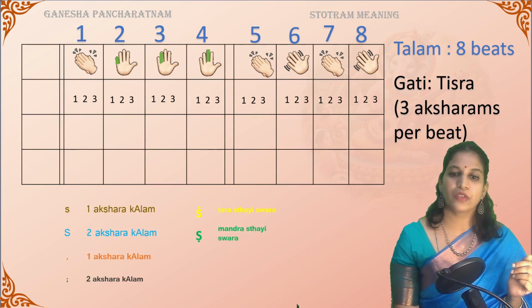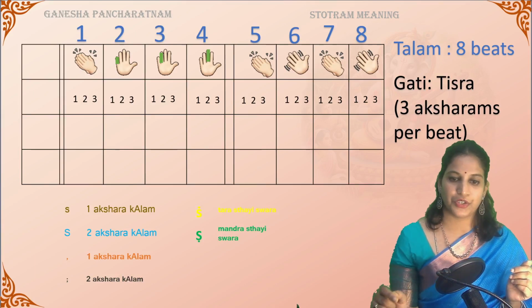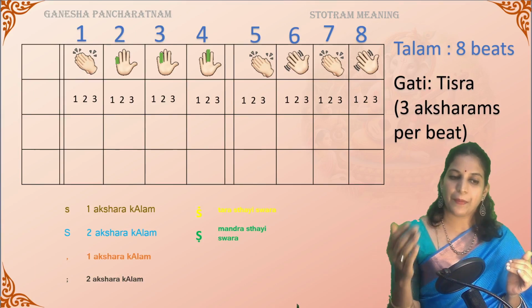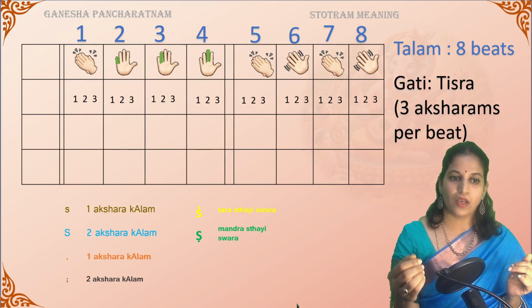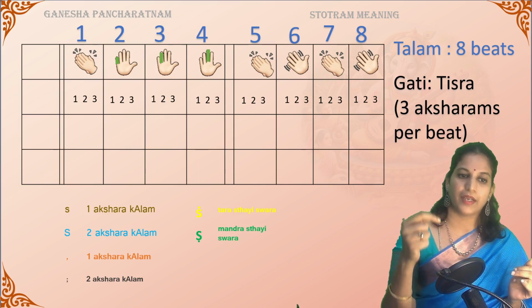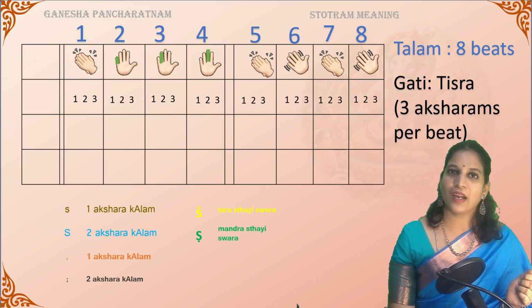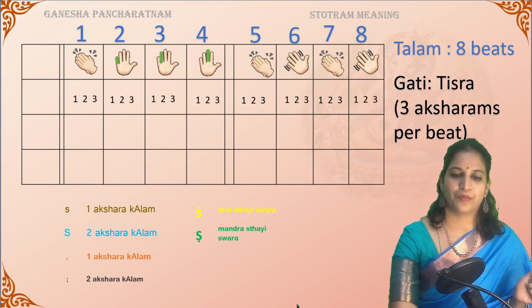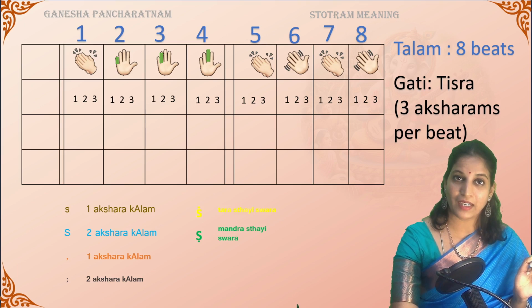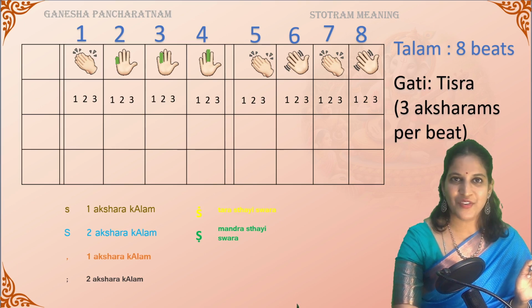Of course, we also looked at how to understand the notation. Small letters, capital letters, a comma, semicolon, a letter with a dot above, a letter with a dot below. With these clearly understood, we are ready to learn part 1 of Ganesha Pancharatna stotram. I hope you have done your practice exercises of Hamsadvani Raga. Then we are ready to go.